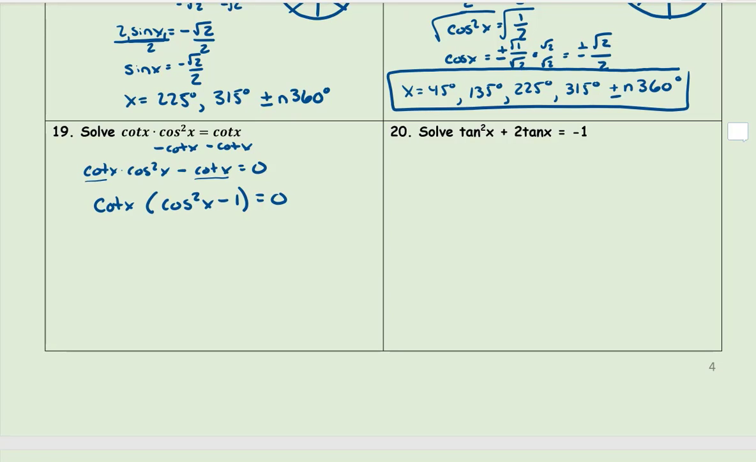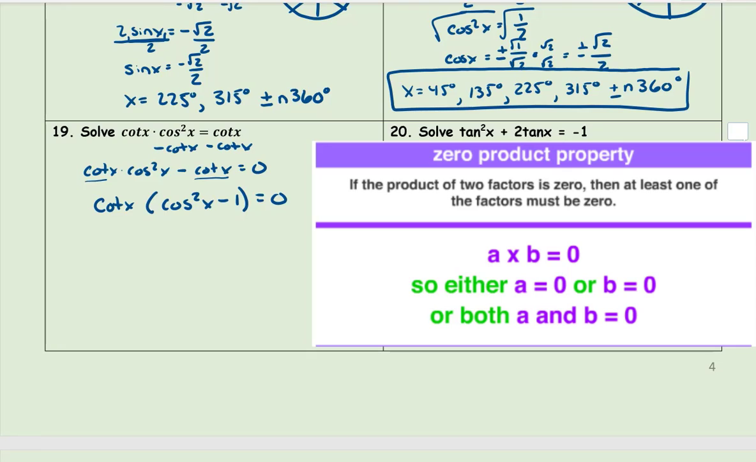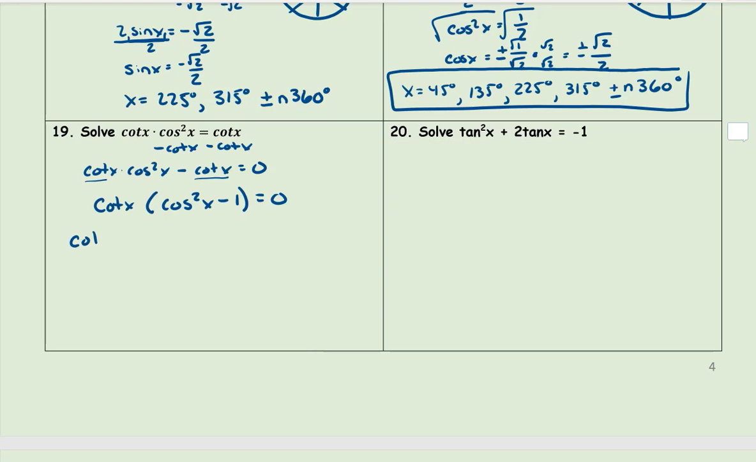Okay, so now I have two things that are multiplied together to equal 0. Now there's a really cool rule called the zero product property, which says if you have two things that are multiplied together and they equal 0, you can actually set each of those factors equal to 0 as well. So that means we can set cotangent of x equal to 0, and we can also set cosine squared x minus 1 equal to 0. So now we've separated this into two separate equations, which will make it easier for us to solve.